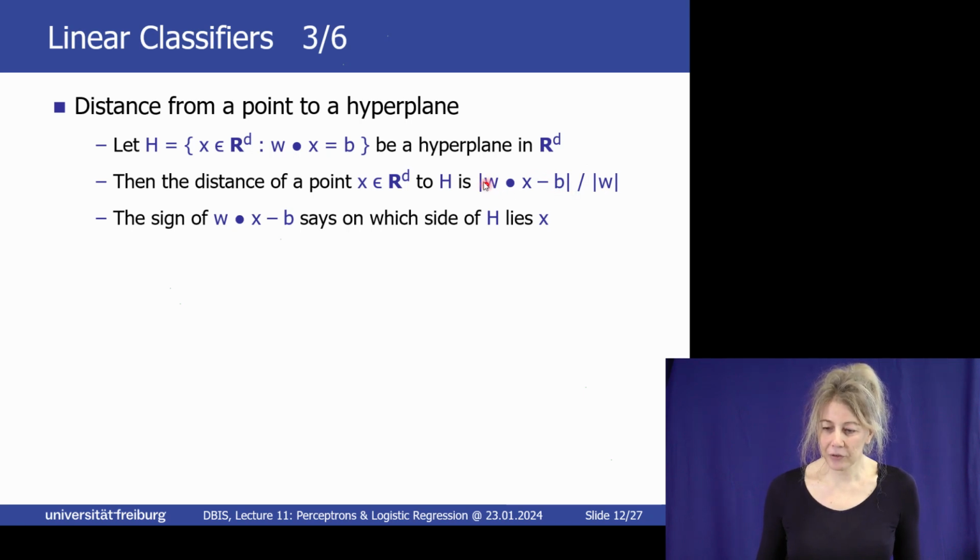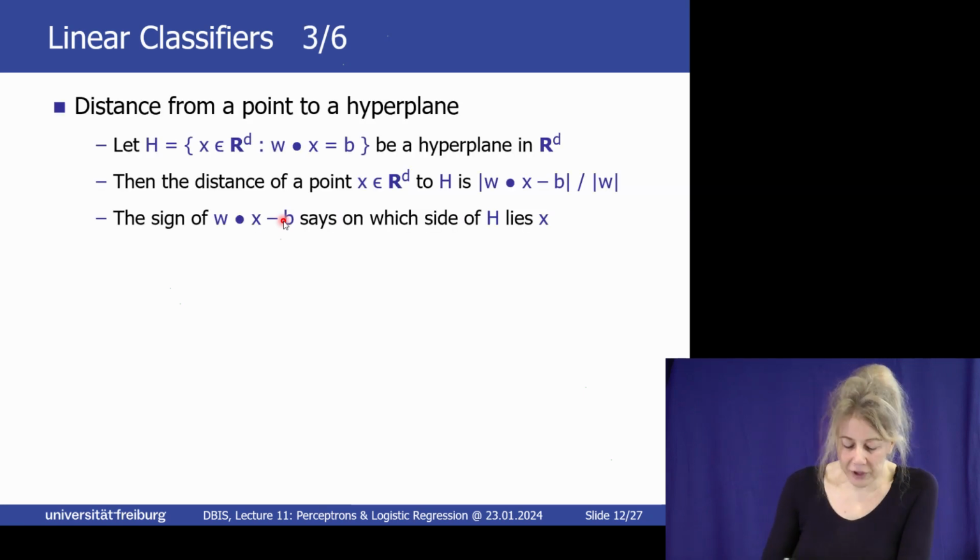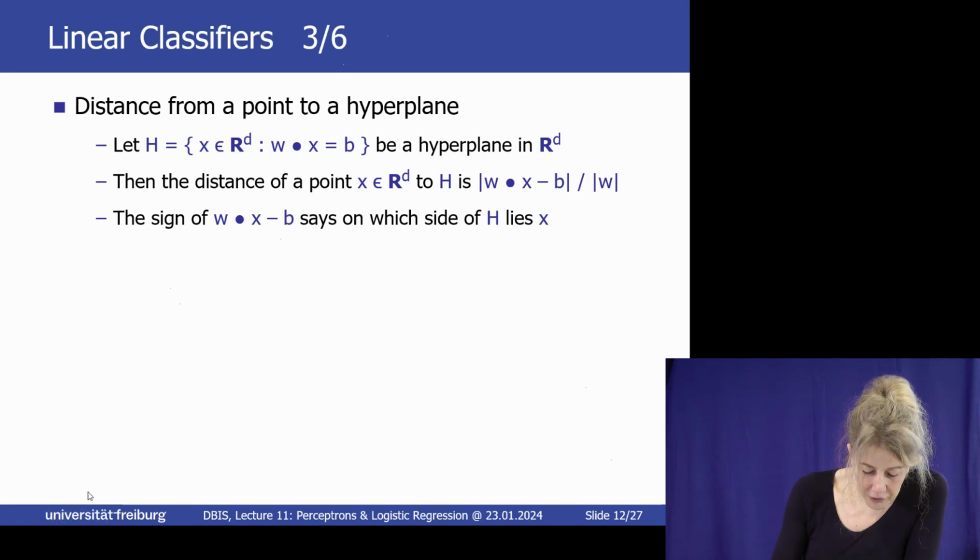Because I'm taking the absolute value here, this is always a non-negative number. If you take the absolute value away, then the scalar dot product minus the B tells you whether the point is on the left or on the right side. I mean, that's not obvious, right? And let's prove this. It's a very nice proof and some recap on linear algebra.